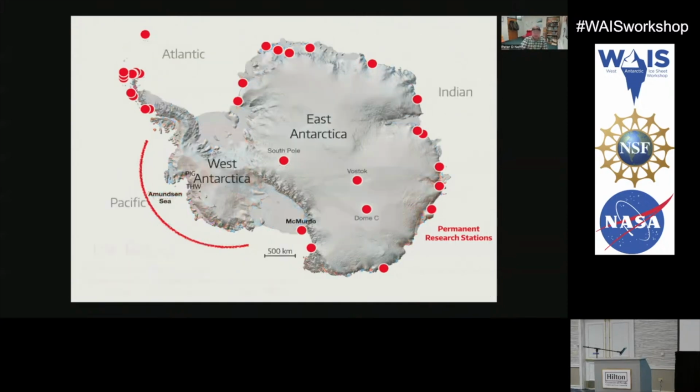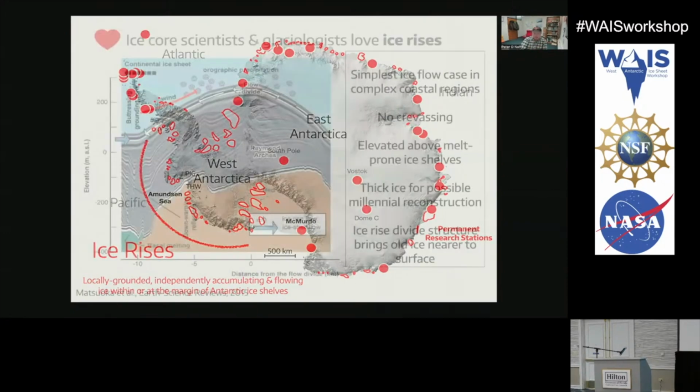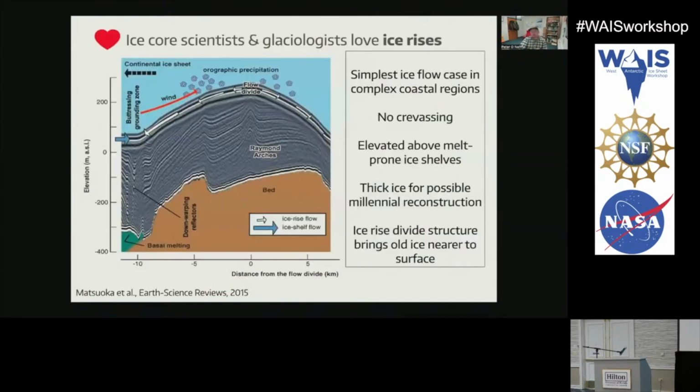So enter ice rises, my favorite feature in Antarctica and a favorite feature of ice core scientists. These coastal domes that are appropriate for ice core drilling ring the Antarctic continent and give us the opportunity to fill in this gap where we don't have long-term climate observations from research stations or any other means. We love these features as ice core scientists and glaciologists because they contain a lot of information.